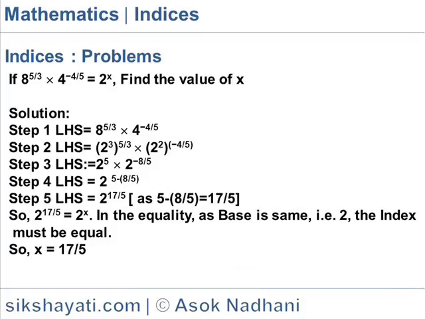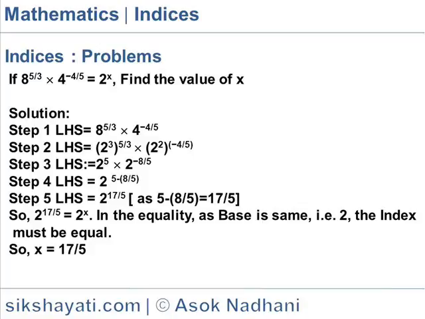Indices. If 8 to the power 5 by 3 into 4 to the power minus 4 by 5 is equal to 2 to the power x, then find the value of x. Now in step 1, we evaluate the left hand side, that is the value of the expression 8 to the power 5 by 3 into 4 to the power minus 4 by 5.